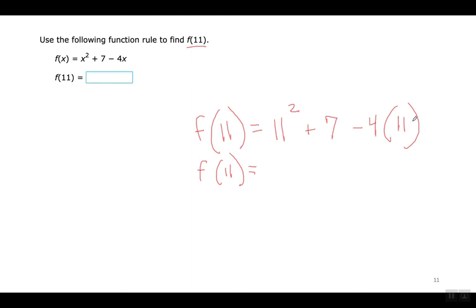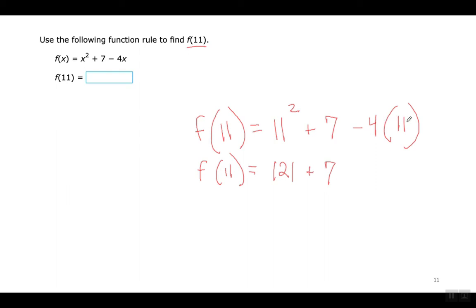Second step is exponents. Do I see exponents? Yeah, right there. 11 times 11. Memorize it. 121. Only memorize it if you want to be cool. If you don't want to be cool, don't memorize it.